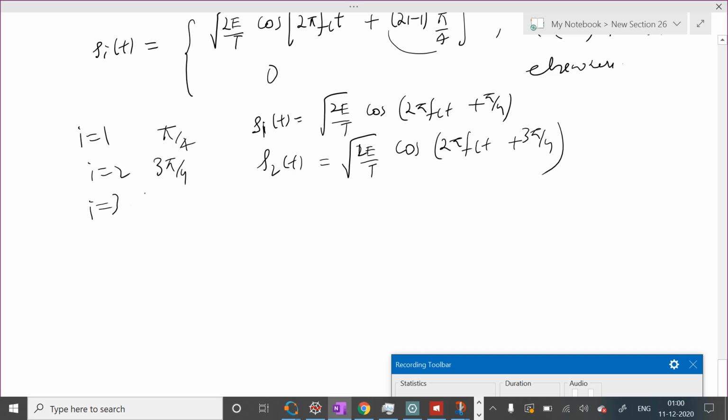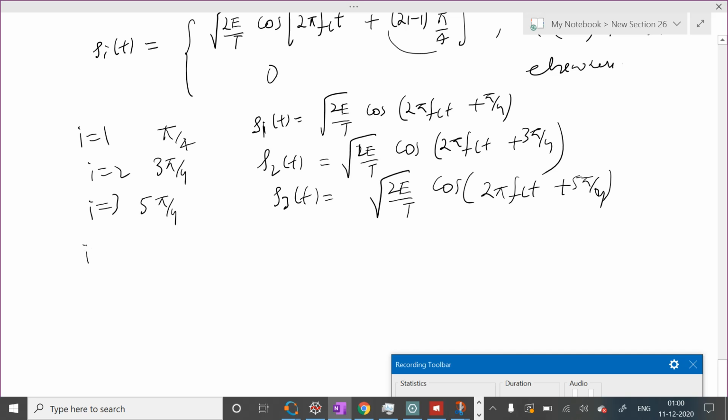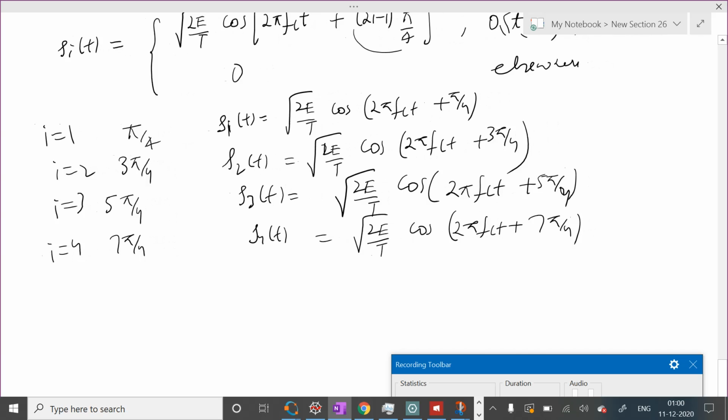If I choose i is equal to 3, I will get 5 pi by 4. So S3 of t is under root of 2E by T cos of 2 pi fct plus 5 pi by 4. And if I choose i is equal to 4, I will get 7 pi by 4. S4 of t is under root of 2E by T cos of 2 pi fct plus 7 pi by 4.